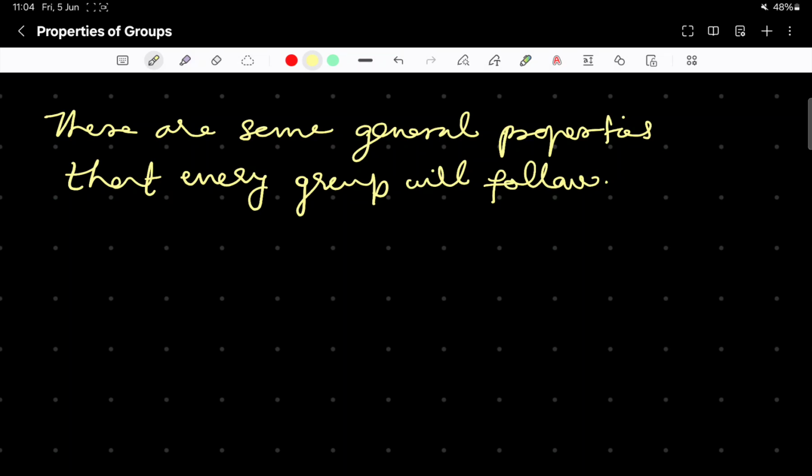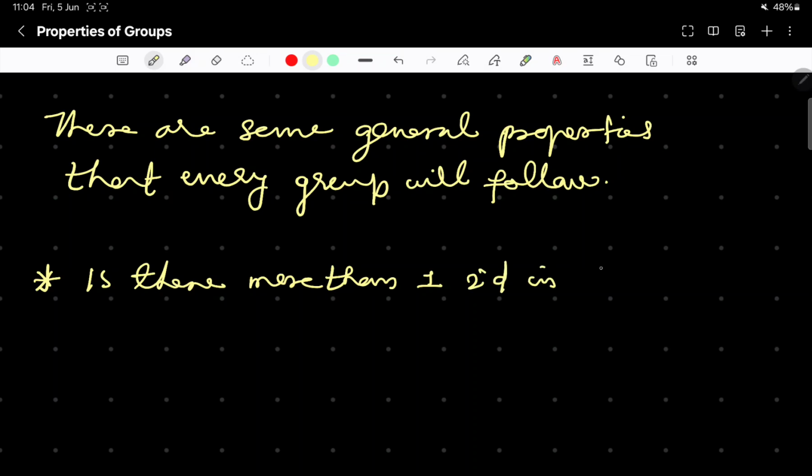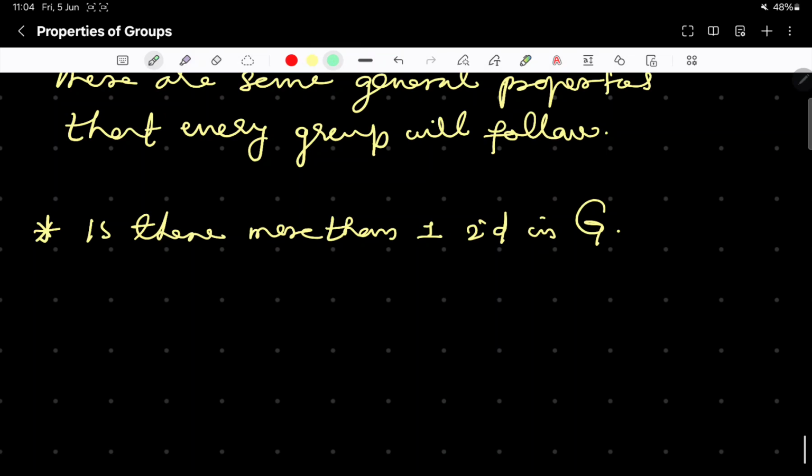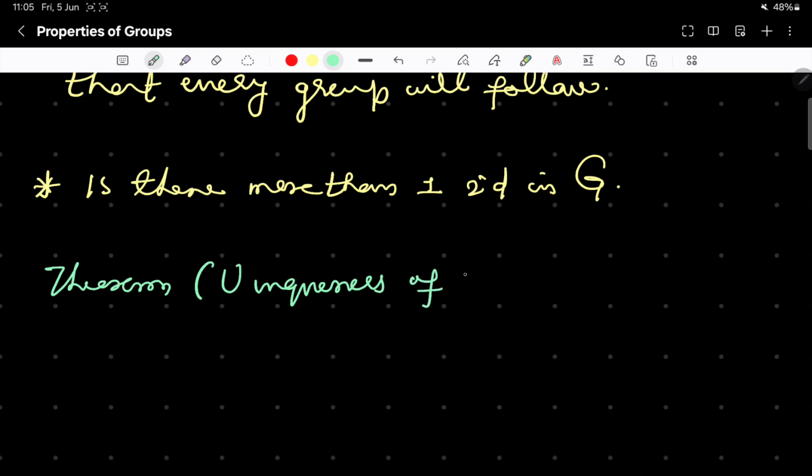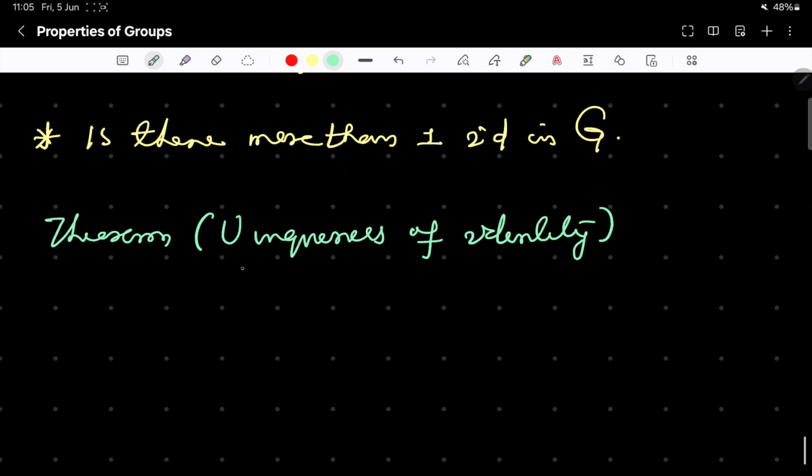So the question is whether there are more than one identity. Okay, so that is we are going to ask, is there more than one identity in G? Okay, so this can be answered by a theorem. Uniqueness of identity. Okay, so what does it tell you?